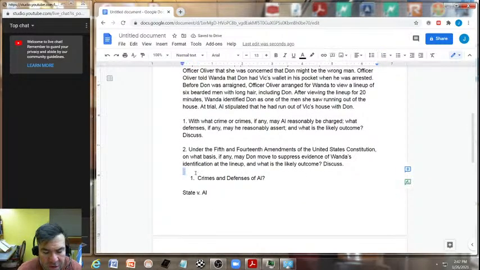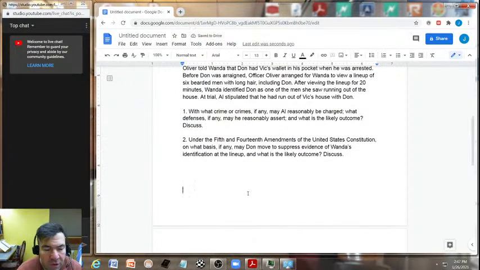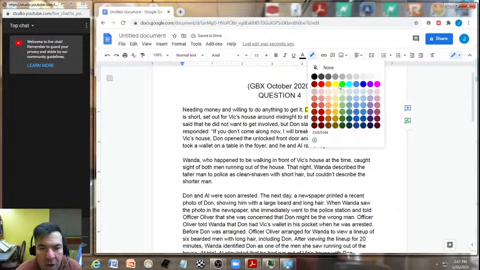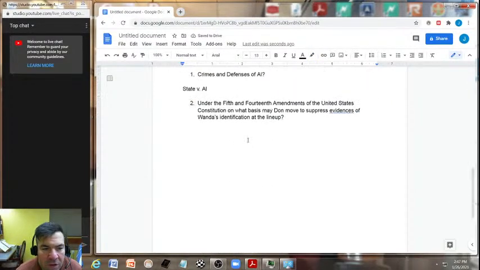Now we're going to bring this to the second page so we can all see it here. Now let's read the fact pattern. Needing money and willing to do anything to get it, Don, who was taller, and Al, who was short, set out for Vic's house around midnight to steal from him. On the way, right here we got 2 criminal defendants here, Don and Al. Right here and now, we should be instantly thinking of solicitation and conspiracy. So let's throw that down right now.